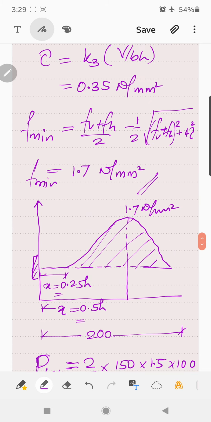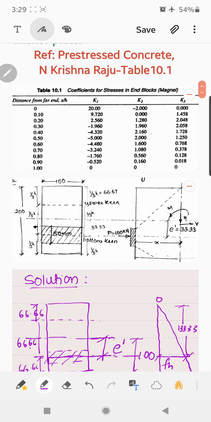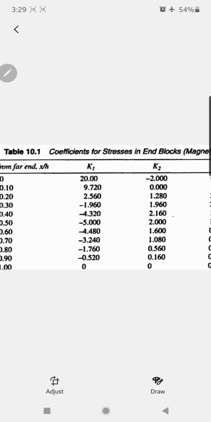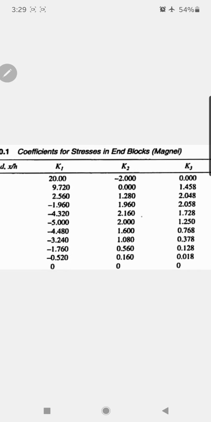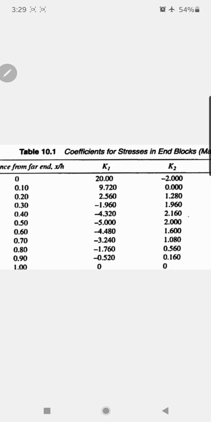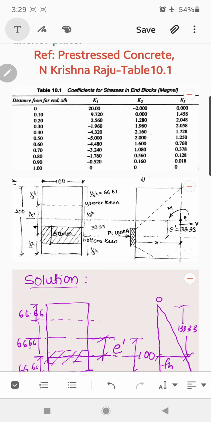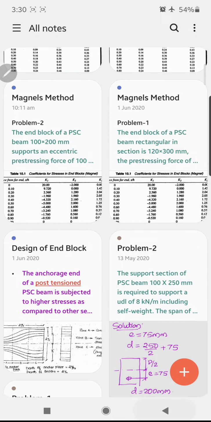So this problem is the eccentric problem by Magnell's method. This is the table K1, K2, K3 I have assumed. For this also I have assumed x by h equal to 0.5 and K1, K2, K3 are taken from this. If x by h is asked for a different value, you have to refer to this table. So these are the problems on Magnell's method. Now let us solve these two problems by Guyon's method. In this video, and in the next video we'll take Zelinsky and Ayer's-Codd method. We'll solve the same problems again.